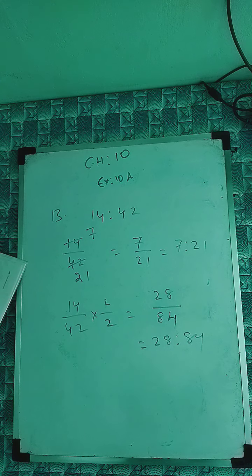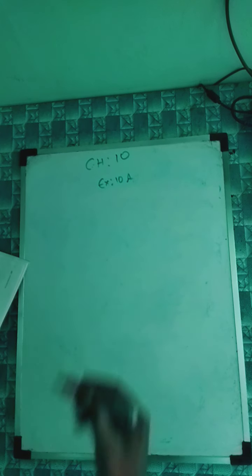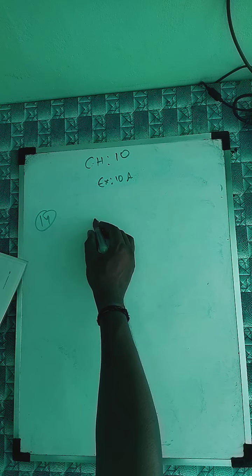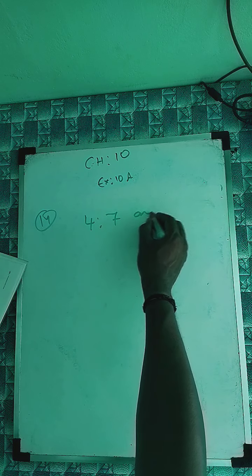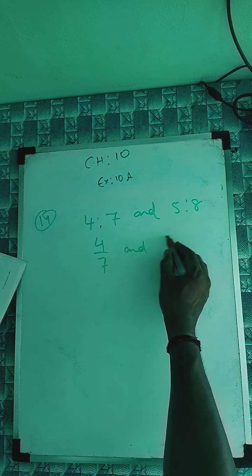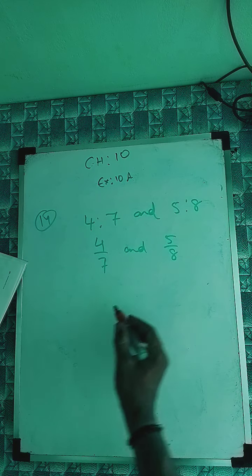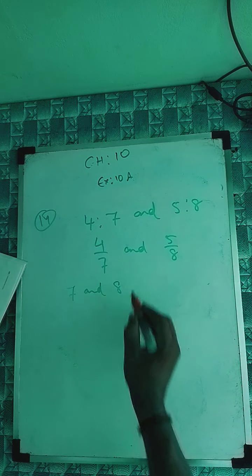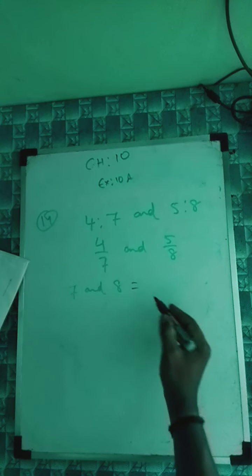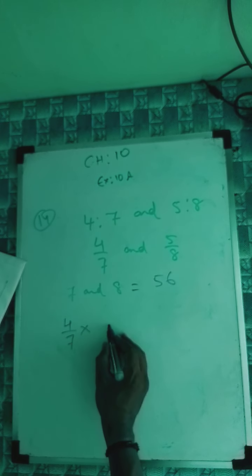Okay, and now the last question, question number 14. Question number 14, the first one: compare the ratio 4 is to 7 and 5 is to 8. So 4 by 7 and 5 by 8. So for 7 and 8 you find the LCM. 7 and 8 LCM, how much will it be here? 56. And now here you write this one, 4 by 7, the LCM is 56.